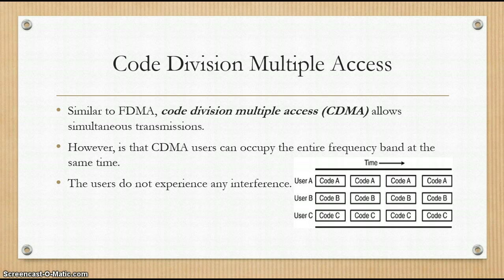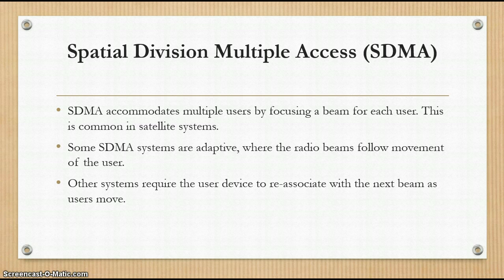Code division multiple access is similar to FDMA. CDMA allows simultaneous transmission. However, CDMA users can occupy the entire frequency band at the same time. The users do not experience any interference. The figure shows CDMA assigns a code to each user, which makes it possible for users to transmit simultaneously without interference.